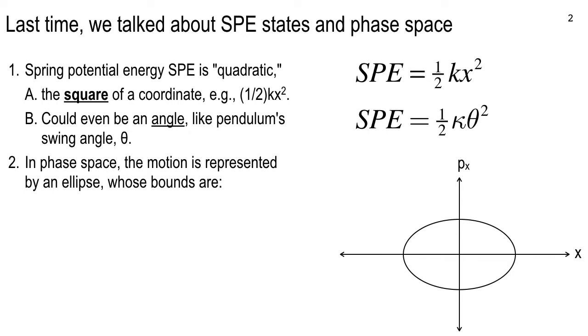Now, in phase space, where the momentum is represented with the vertical axis and the oscillation coordinate is represented on the horizontal axis, in this case x, you have an ellipse. The ellipse has specific bounds, and those are actually fairly important for us. Okay. You have max compression. I mean, if it's a spring, it's max compression. If it's a pendulum, it's just maximum leftward shift.